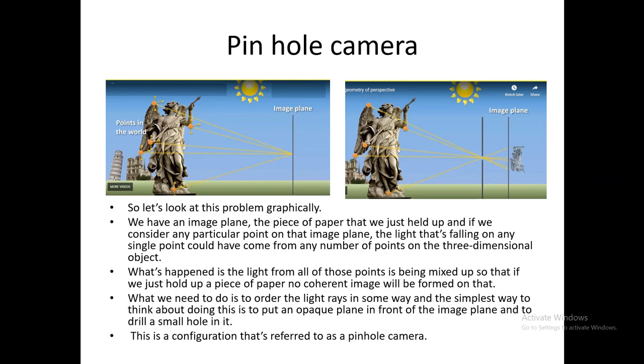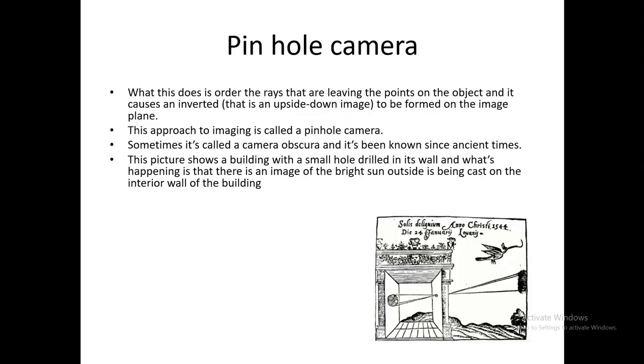What happened is the light from all the points is being mixed up, so that if we just hold a piece of paper, no coherent image will be formed on that. So what we need to do is to order the light rays in some way, and the simplest way to think about this is to put an opaque plane in front of the image plane and to drill a small hole in it, and this configuration is referred to as a pinhole camera.